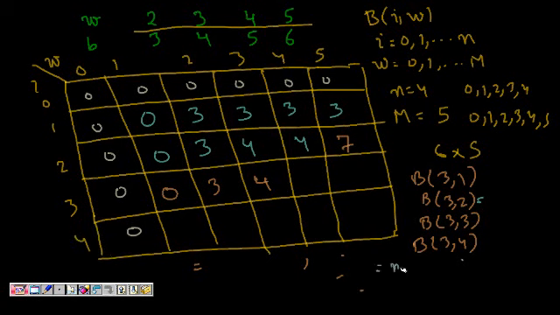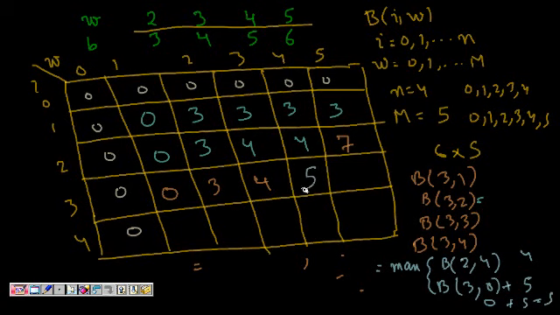So this will be equal to max of B of 2 comma 4, if we don't choose the third item, or B of 3 comma, if I am choosing the third item, so the third item has weight of 4, so this will become B of 3 comma 0, plus benefit of the third item, which is 5. So B2 comma 4, we see, is 4 and this one is 0 plus 5, so equal to 5. So this will have a benefit of 5.